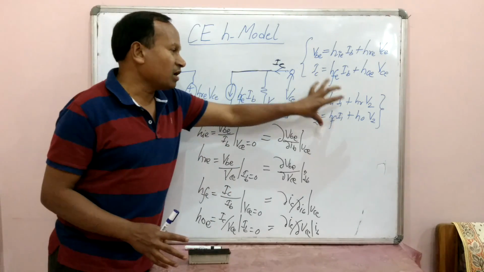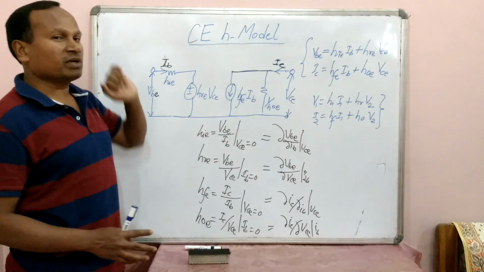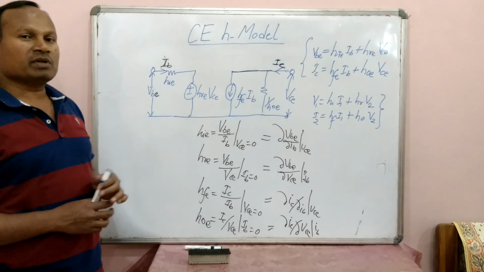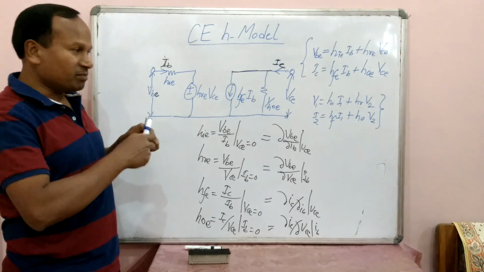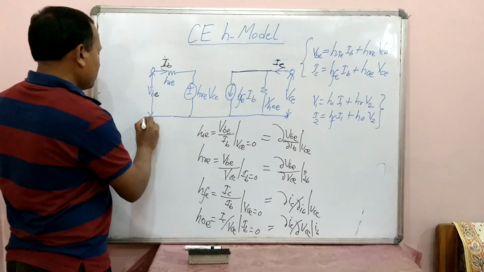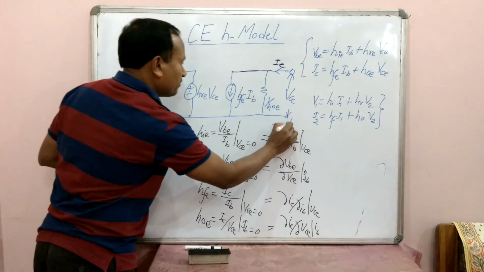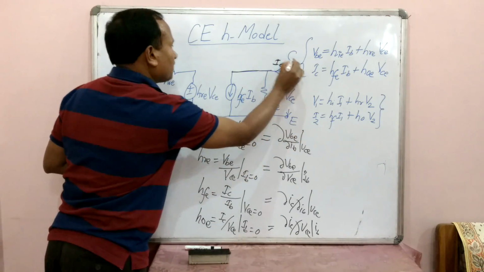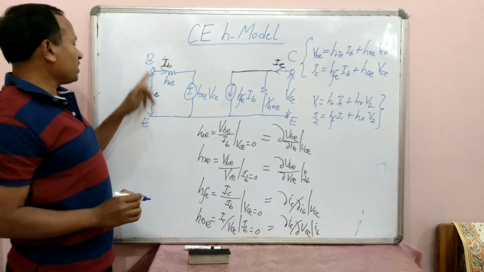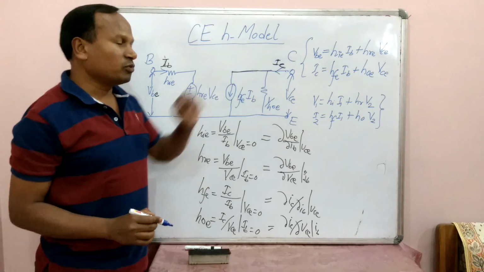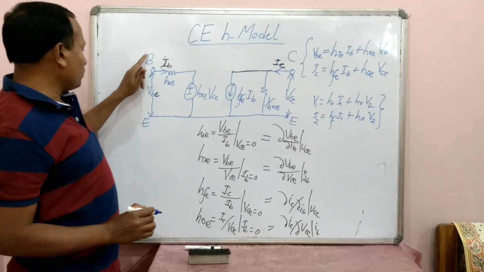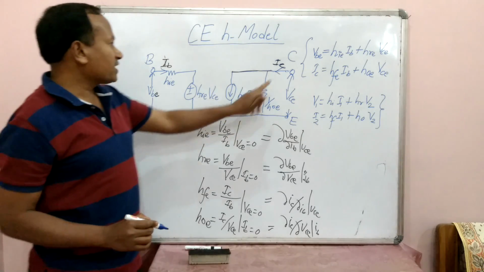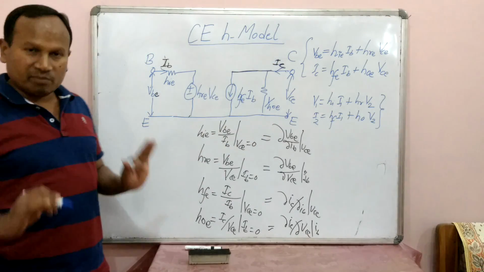Let us apply this concept to the common emitter amplifier. We know that the common emitter amplifier is also a two-port network where the emitter remains common. This is the emitter terminal in the equivalent circuit, this is the collector and this is the base. Base becomes the input terminal, collector becomes the output terminal. So there are two ports. One is between base and emitter, the second is between collector and emitter.